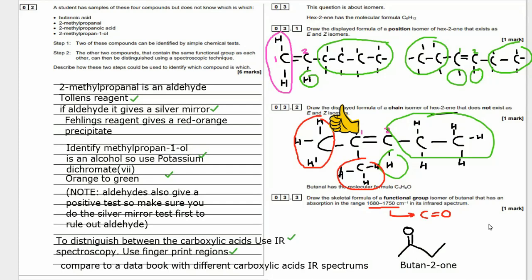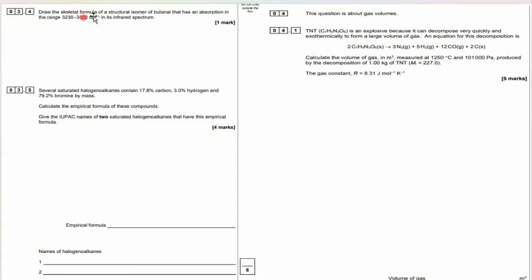And there you go. Question 3.4, draw the skeletal formula of a structural isomer of butanal that has an absorption in the range 3230 to 3550 in its infrared spectrum. So really, once you consult your table with all the different ranges, you'll find that there's a stretch for the OH bond here. So we're really looking for an alcohol. Butanal, we need to probably work out butanal's Mr. That will help us.